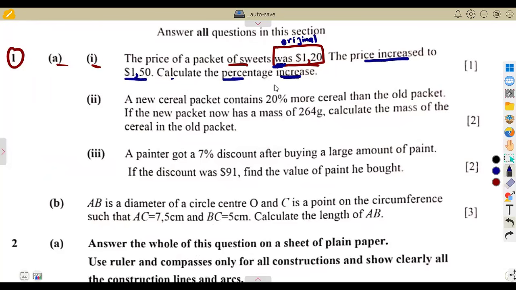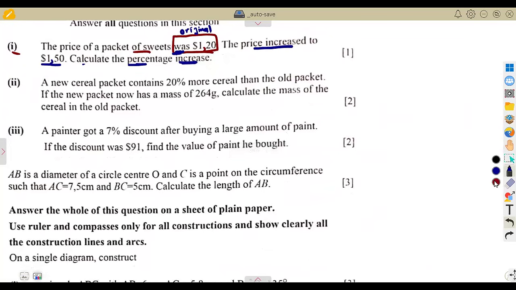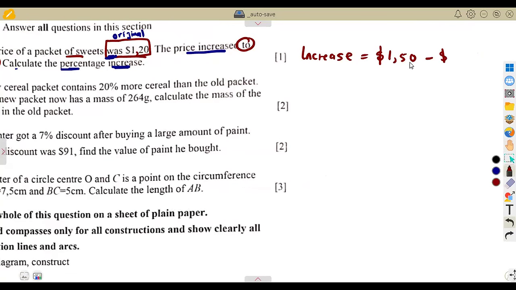Calculate the percentage increase. So there we need the percentage increase. Given that originally it was $1.20, then it increased to $1.50. So the increase is simply the difference. Before we talk about the percentage, what is the increase? The increase is going to be the difference between the amount it was increased to, which is $1.50, the price now, minus the original price that we used to buy a packet of sweets, which is $1.20. So the difference there is the increase.